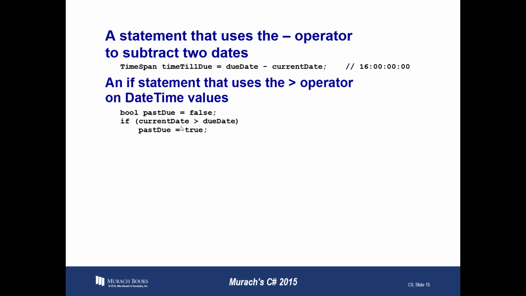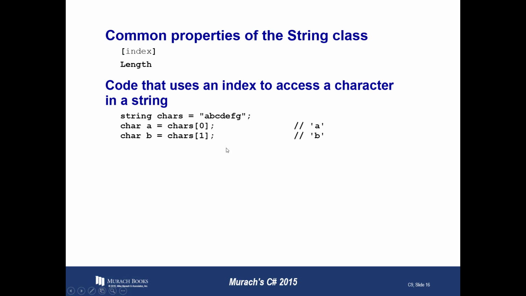A statement that uses the minus operator to subtract two dates. So notice that you can do date addition and date subtraction. Date multiplication I don't think makes sense. Date division or modulus I don't think makes sense. But you can use some of the relational operators like greater than to see if one date is greater than, less than, greater than or equal to, less than or equal to, or not equal to another date.